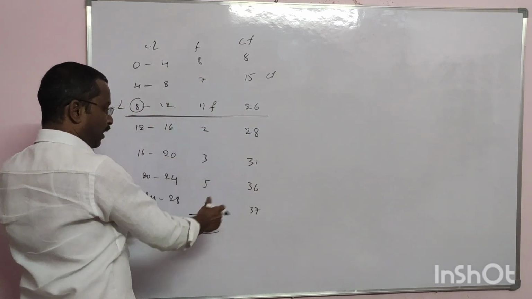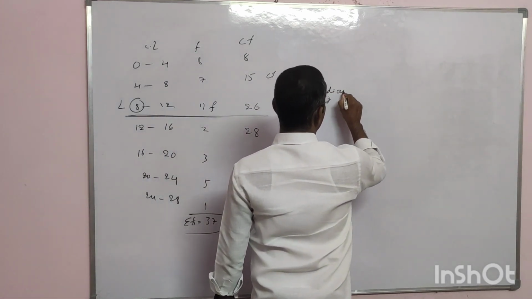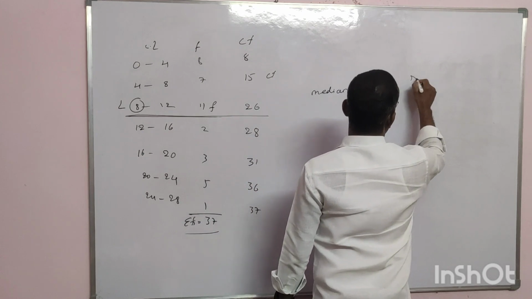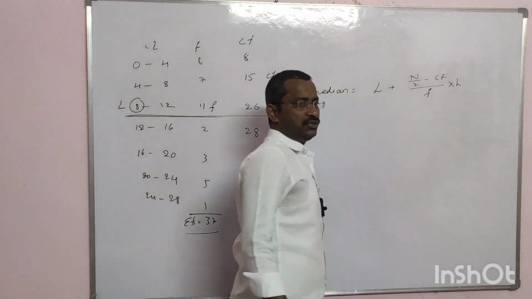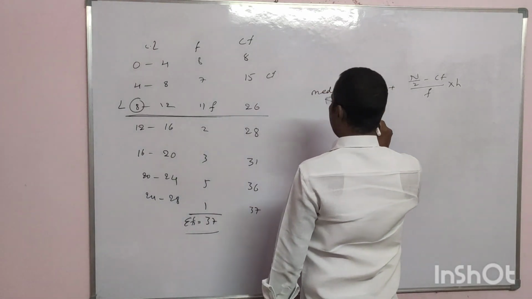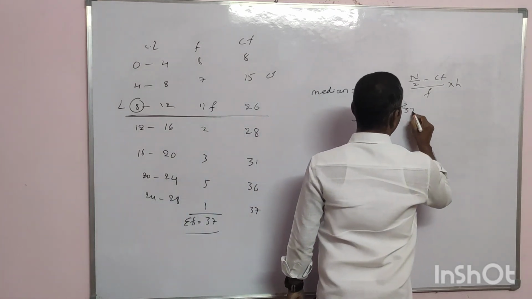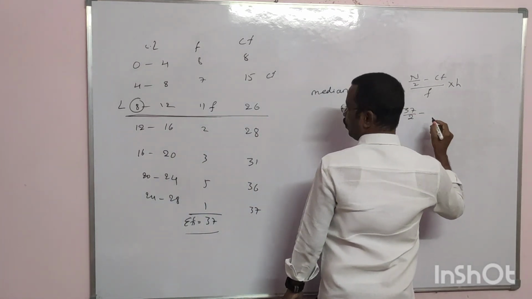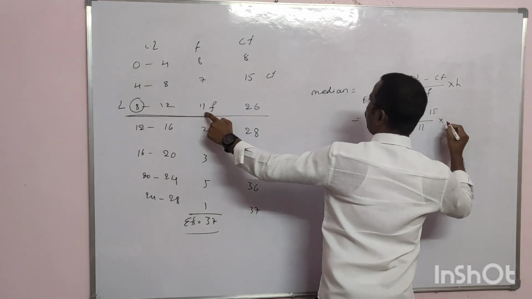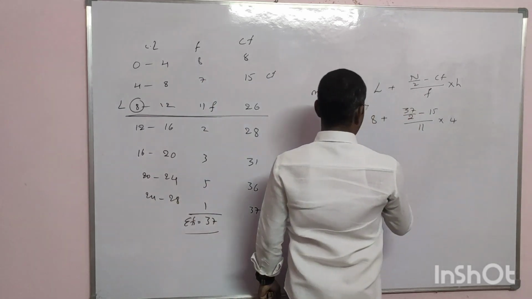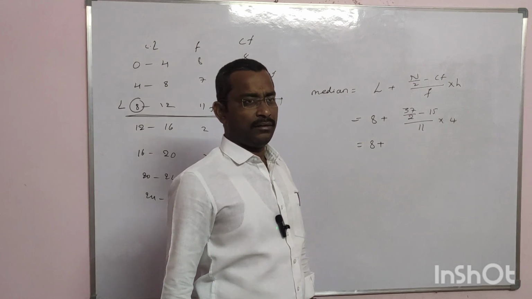Now you made a tabular form here. Now let's write the formula. Median is equal to L plus (N by 2 minus CF) by F into H. What is your L? 8. 8 plus N by 2. N by 2 in the sense what? 37 by 2, the sum of the frequencies by 2. What is your cumulative frequency? 15. What is your frequency? 11. What is your height? 4. Right. So 8 plus 37 half, 18.5.